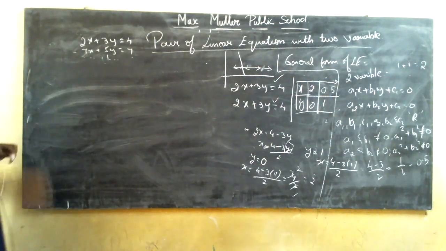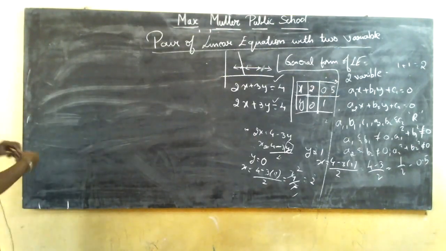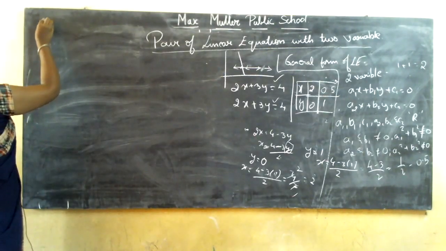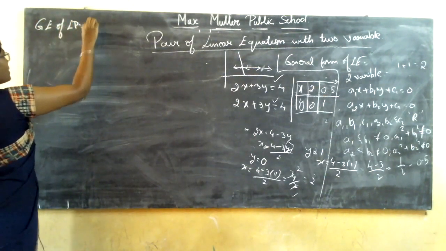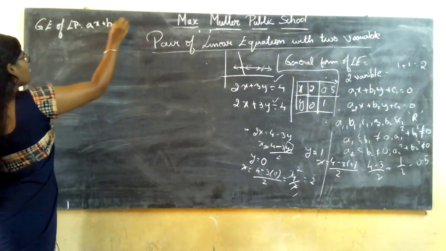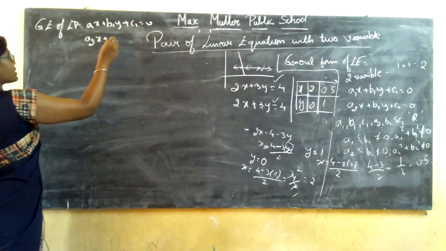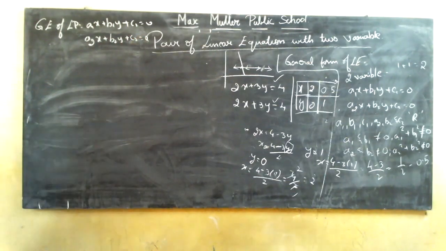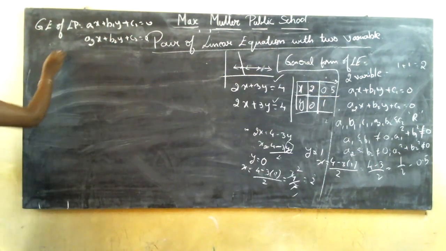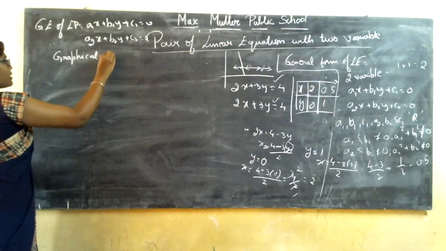Now coming to the graphical representation, you have already known the general equation of a linear pair. The general equation of the first line is a1x plus b1y plus c1 is equal to 0, and of the second line is a2x plus b2y plus c2 is equal to 0. So the general formulas for the two different lines are given. Then what is the condition for this graphical representation?